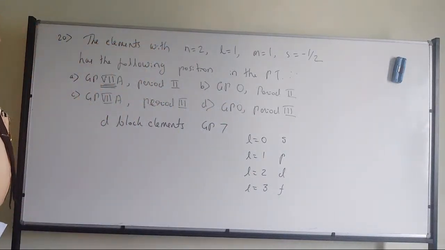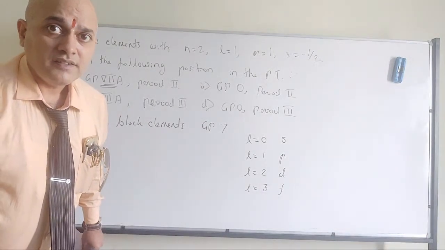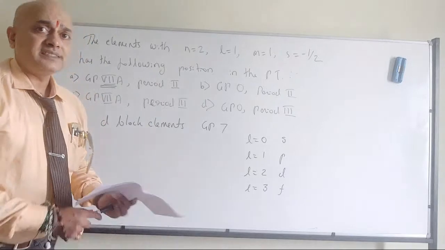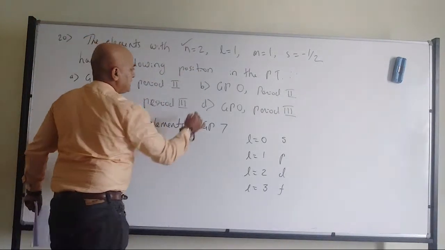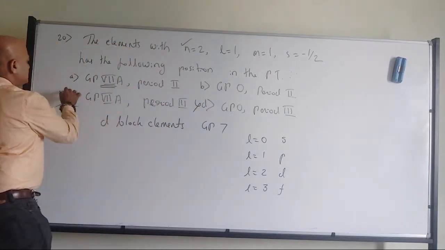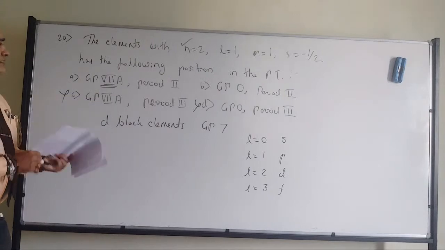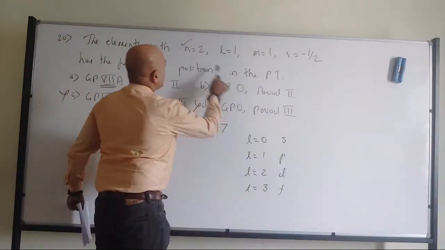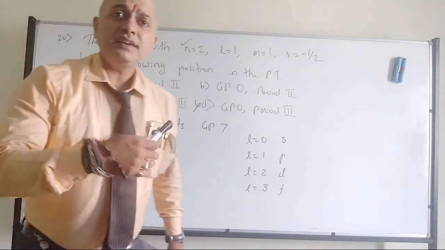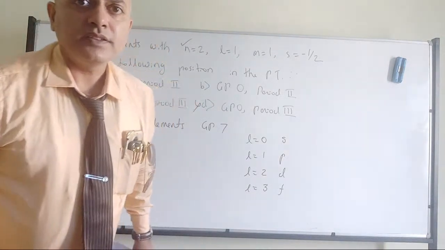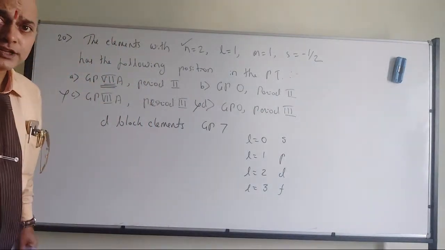Group 0 and period 2. Why should it belong to the second period only? Why not period 3? That is because they have given n value equal to 2. Naturally, options C and D are cancelled, because they mention period 3 but here n is equal to 2. So C and D are not there in the list at all. Therefore, it should be option A or option B.